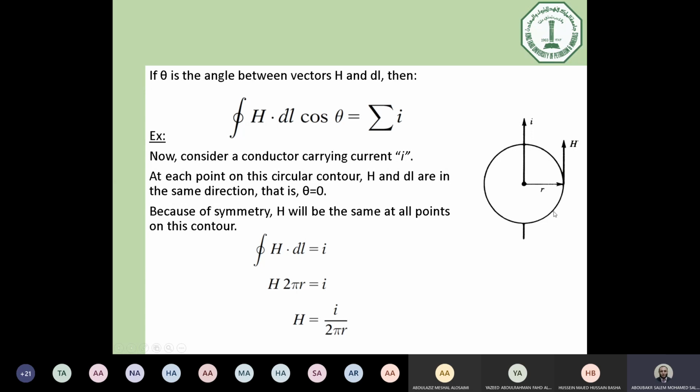If we apply this for one turn of coil, so we have only one turn, N multiplied by I equals I only. So the relation will be the integration of H dl equals I, and the integration of dl for one circle, which is the average length that the flux intensity is going to travel, will be 2 pi R. So H multiplied by 2 pi R equals I, and this is the relation of H, the magnetic flux intensity, due to one turn of coil. If we have N turns, it will be NI.